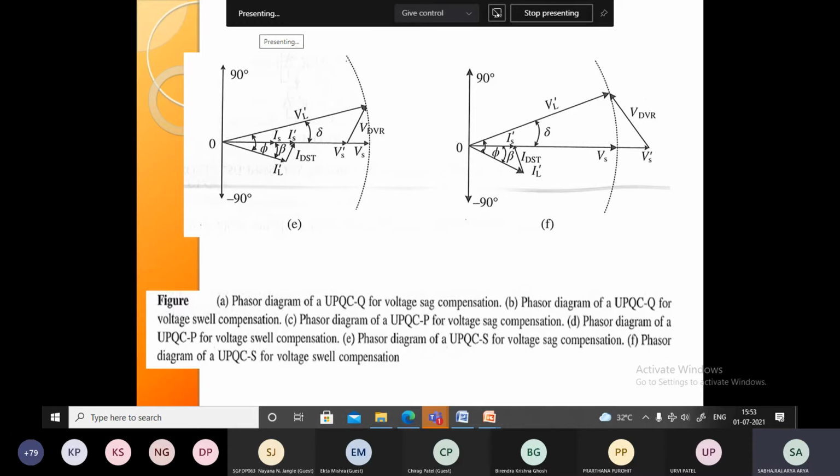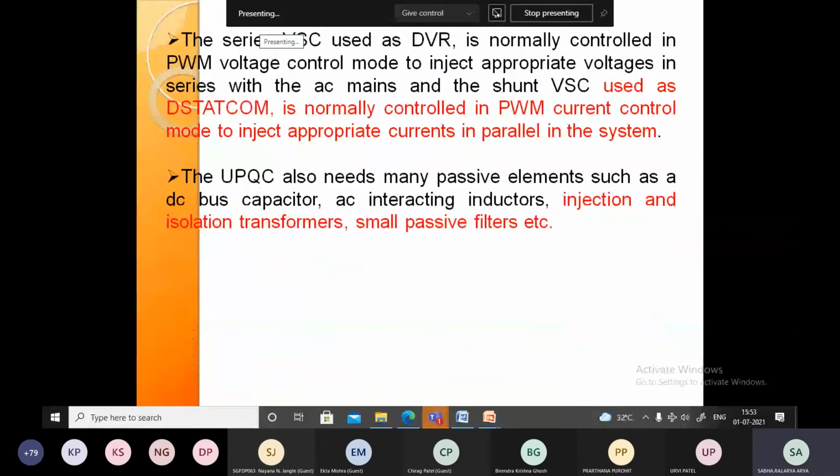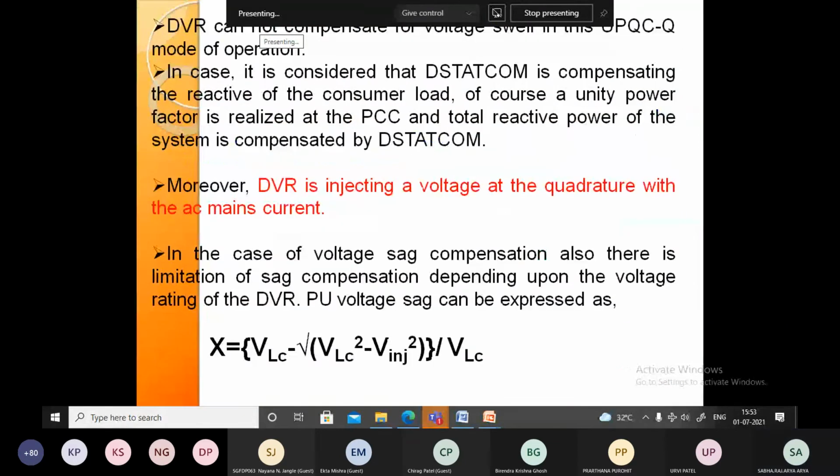In that case, you can see it is based on their DVR operation. These are the principles only, you do not need to remember anything.